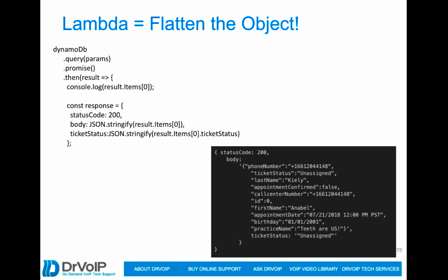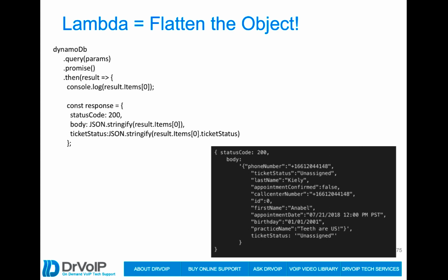And what you need to understand when integrating with Lambda and Connect is that Connect cannot deal with a nested object. So in our case, we want to get the ticket status. That's what people are calling it. Get the ticket status read back to them. And as you see here, this is embedded in the body of this response. And so the trick was to flatten the object, as they say.